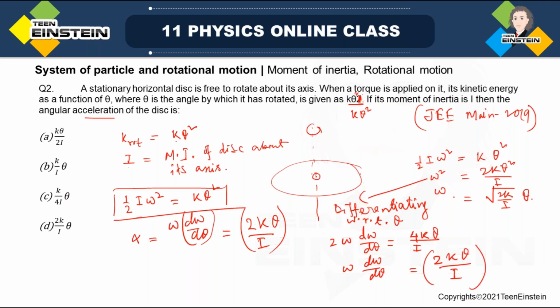In fact we don't require this, we require up to this. So the fourth option will be the correct answer for this question. Okay, now we'll go to the next question.